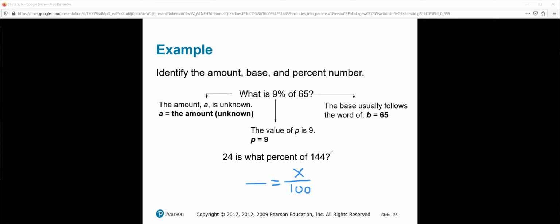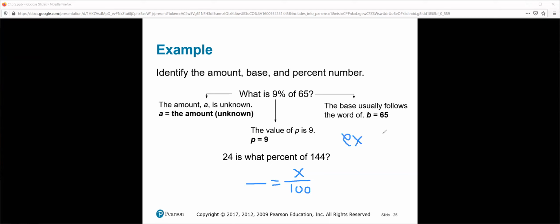24 is what percent of 144? Which of those is the amount? Which of those is the base? Which of those is the top? Which of those is the bottom? Tough one, right? Again, we have to look at the question as a sentence and try to solve what we mean.